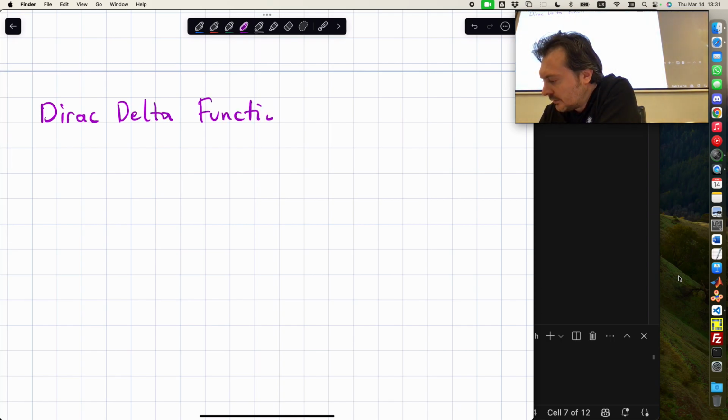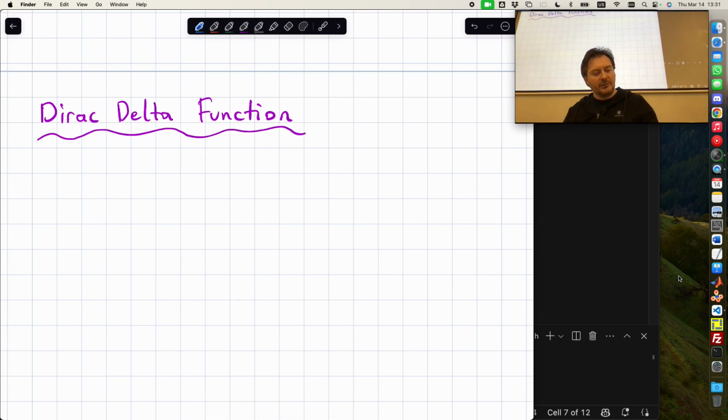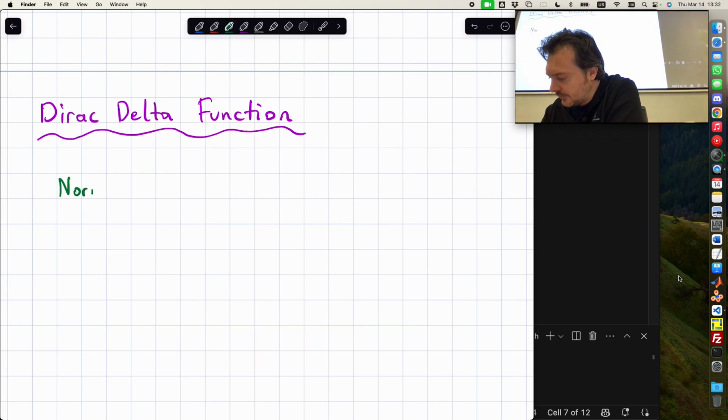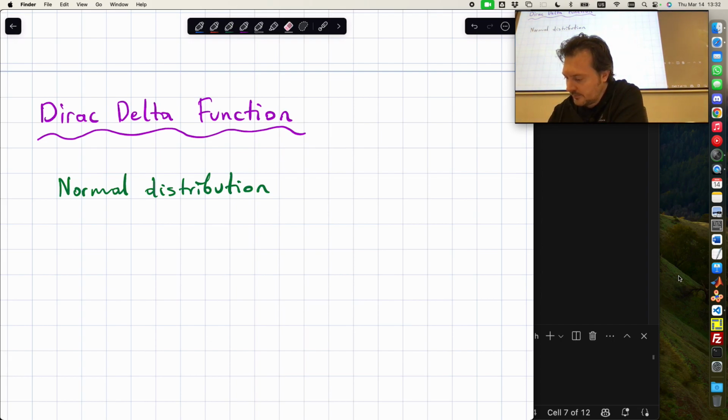And this is not super rigorous. The Dirac delta function is a weird function, so don't expect me to be super rigorous here. But one way of thinking about the Dirac delta function is to remember the normal distribution. Let me write it down for you. So f(x) is 1 over sigma square root 2 pi, times the exponential. This is just a Gaussian distribution with 0 mean.